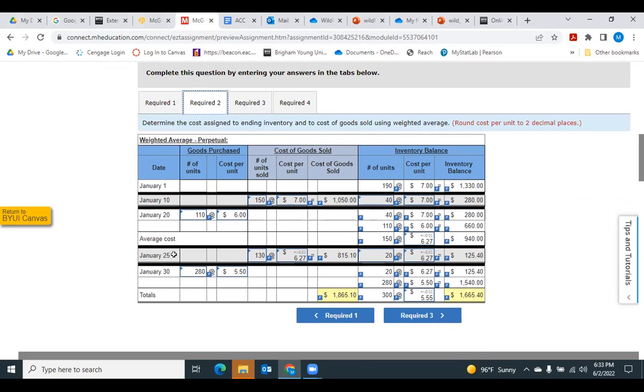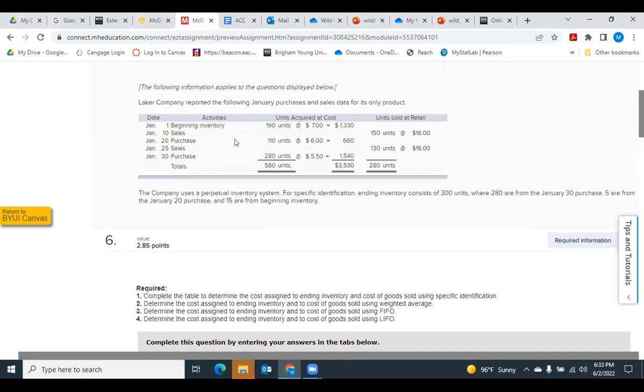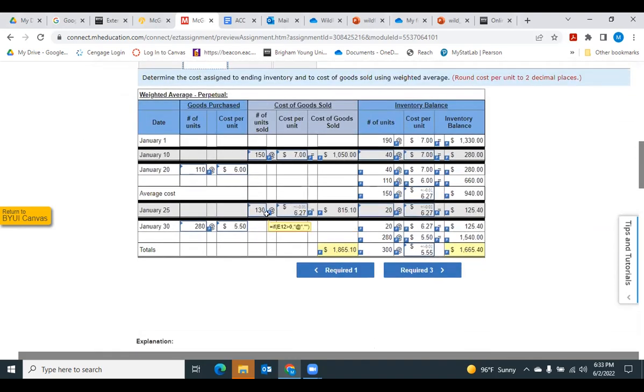Then on the January 25th sale of 130 units, I'll apply that average cost, 130 units at the average cost of 6.27, leaving me with 20 units at an average cost of 6.27. Then on the January 30th purchase, again, I'll record that over here. I'll add up my total cost, add up my total number of units, and divide the total cost by the total units to get a new average cost. So that's the process there. Any questions about that process?